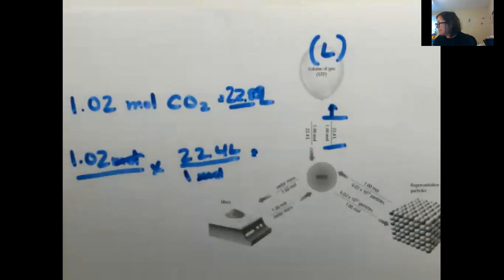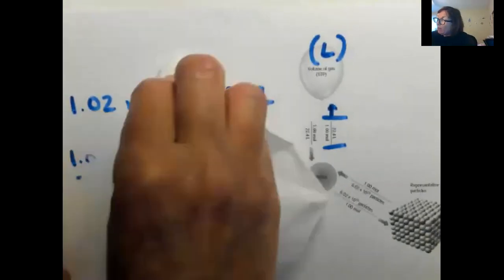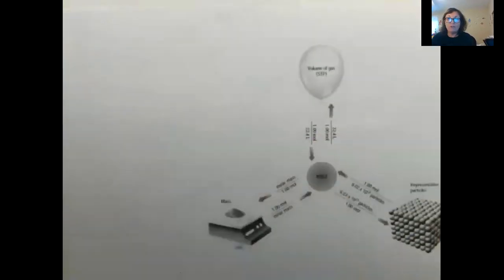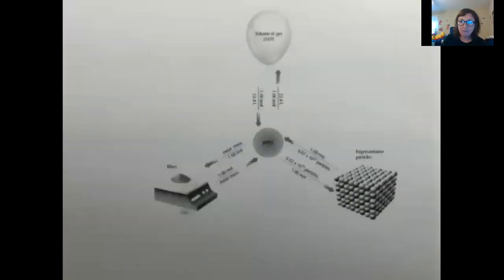It's so nice and so easy. You just follow the mole map. If you follow the mole map, you cannot go wrong. If you ignore the mole map, you will be in trouble. So make sure you're just following this mole map. I'm going to give you some of these to try, and then we're going to come back and do multi-step conversions. So take a minute and work on these. Volume to moles and moles to volume, and we'll be back.